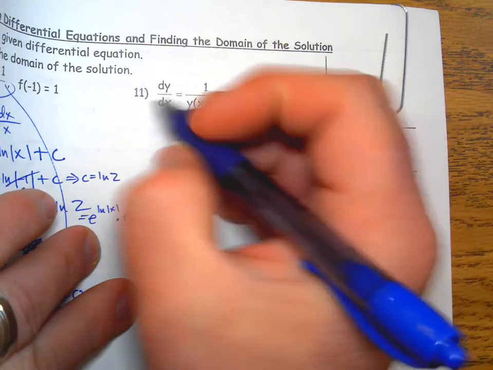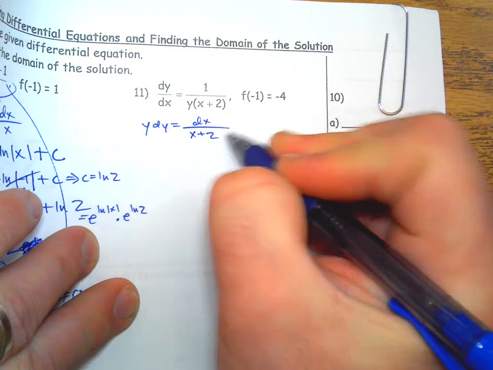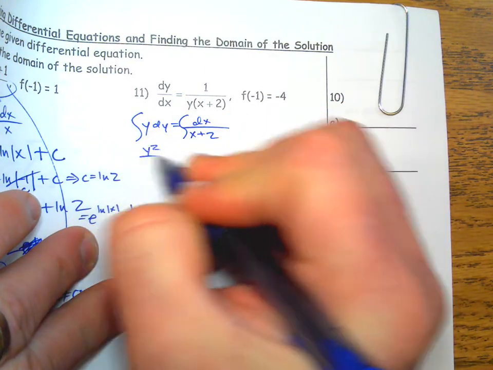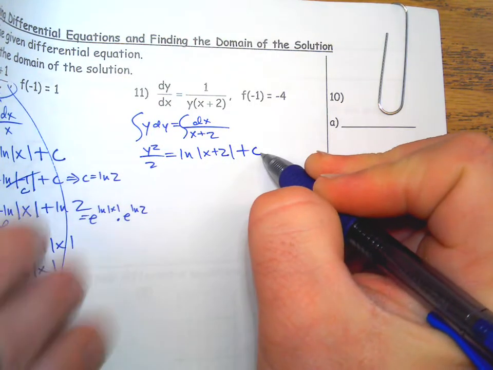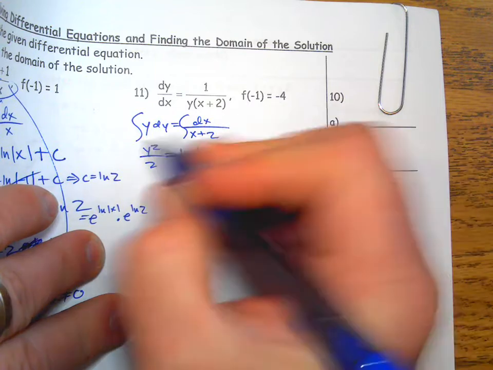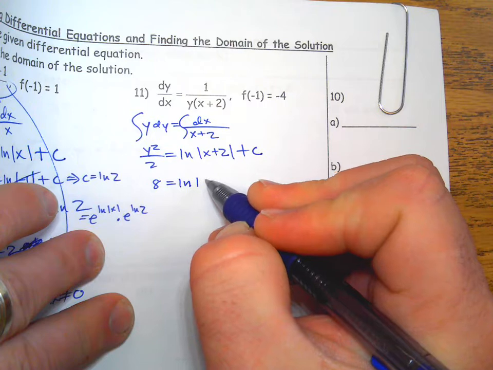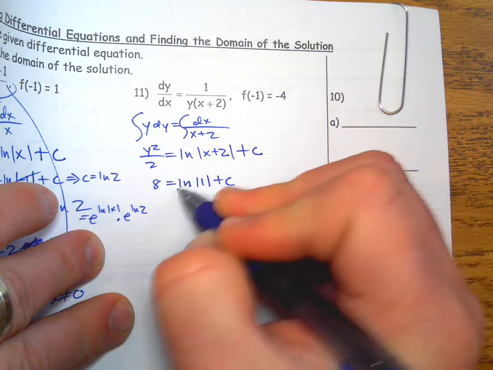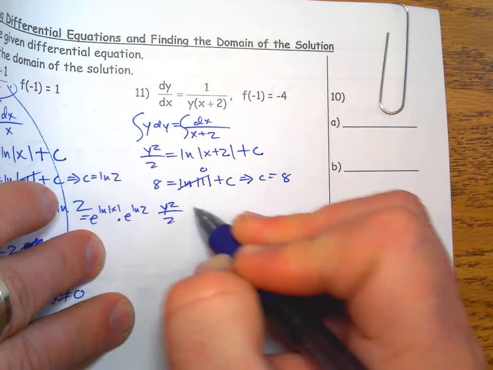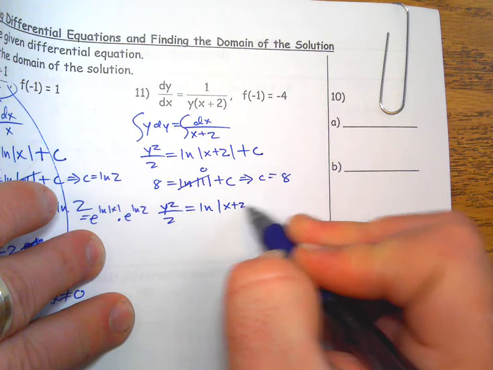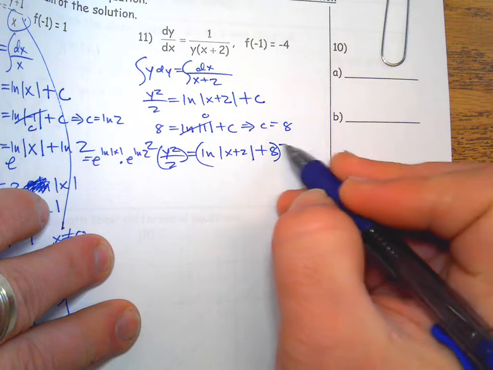Okay, next one. We need to separate the variables. We need to integrate both sides. Write the plus c. If we plug in negative 4 here, this is going to be 16 over 2 is 8, and then natural log of 1, which is 0. So c equals 8. We're going to rewrite it. y squared over 2 equals natural log of the absolute value of x plus 2, plus 8. Multiply both sides by 2.